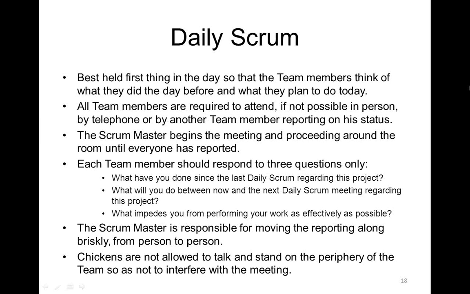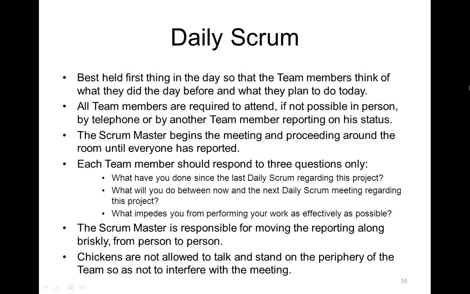There are certain guidelines mentioned here: ideally this should be conducted at the beginning of the day, so that the team member can think of what exactly they have to do during the day. This meeting is supposed to be very, very short, and to keep it short and sweet, each team member is supposed to answer only 3 questions. Number 1, what has been done since the last stand-up, that means in the last day, and what will be done next now, and is there any impediment, any problem, any obstacle being faced by the team member.